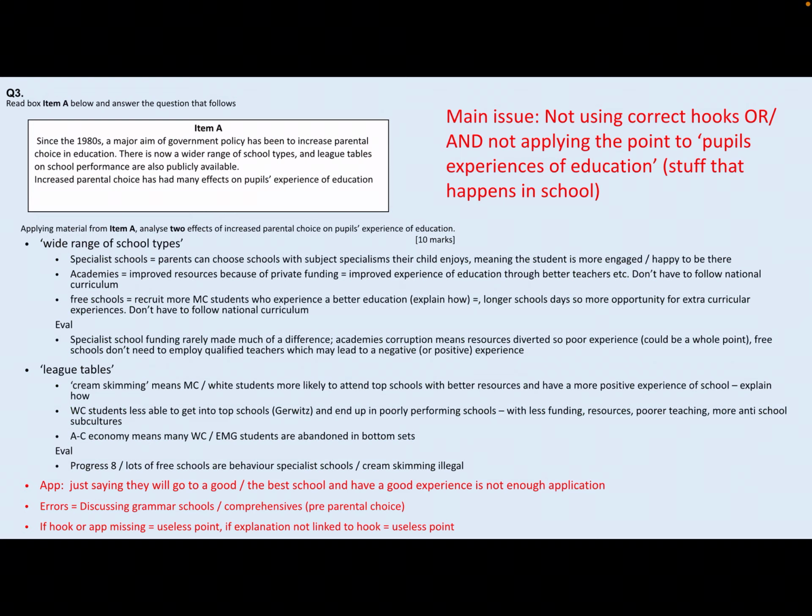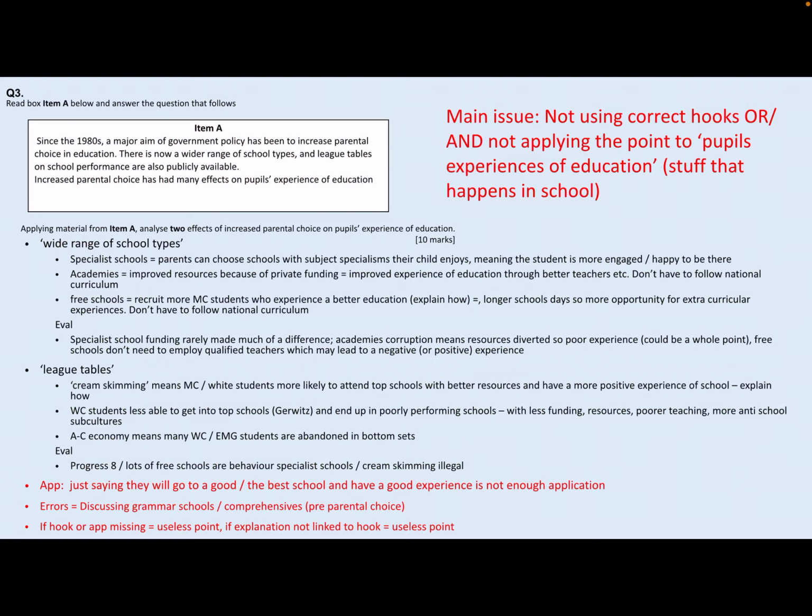You talked about academies corruption, meaning resources are diverted away, so the poor end up with a poor experience. You could actually do a whole point about that, to be honest with you, as well as just using it as evaluation. And again, free schools and academies, to be honest with you, don't need to employ qualified teachers, which may lead to a negative experience of education, but could also be positive if they get an industry specialist teaching, I don't know, electronics. That would be useful, for example.